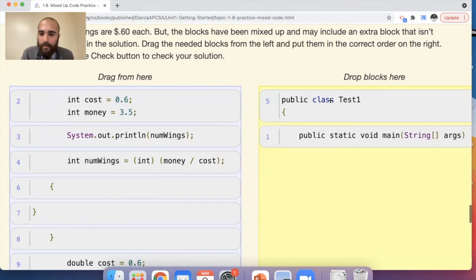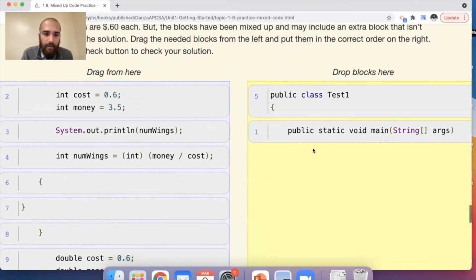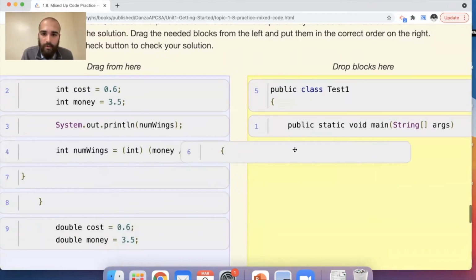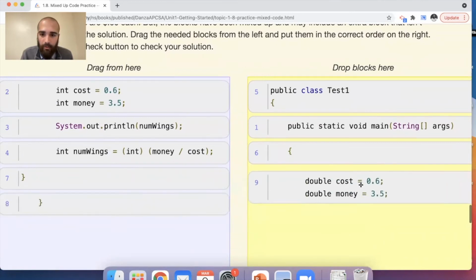And you don't have to name your class Test1. That's just what they decided to name it. All right, so I'm starting my main method. I'm going to open my main method. Now I have a choice between int and double. Int is not used for decimals, so I'm going to use double. I'm declaring my variables and initializing them.